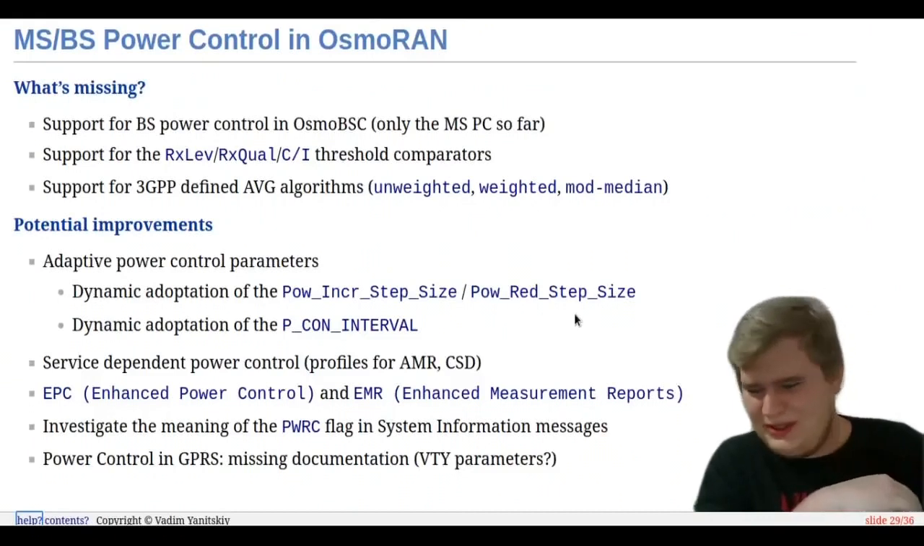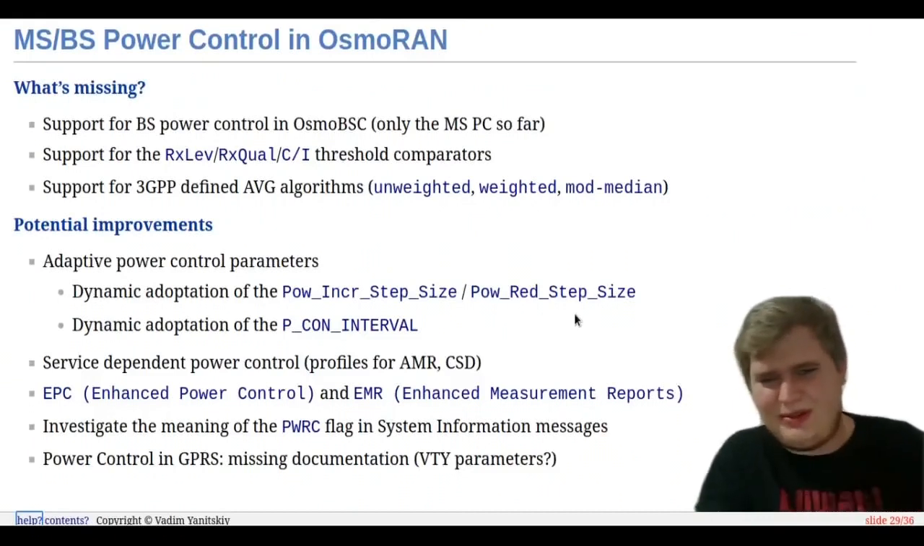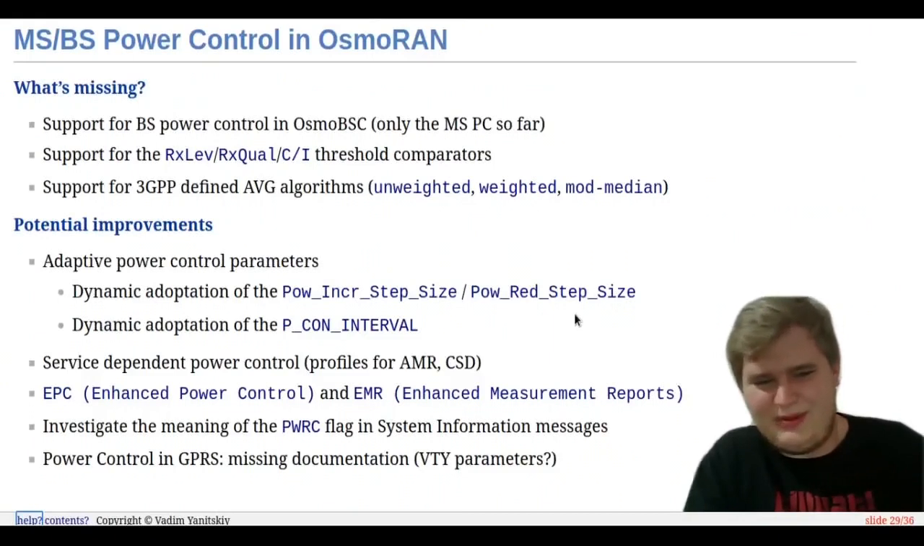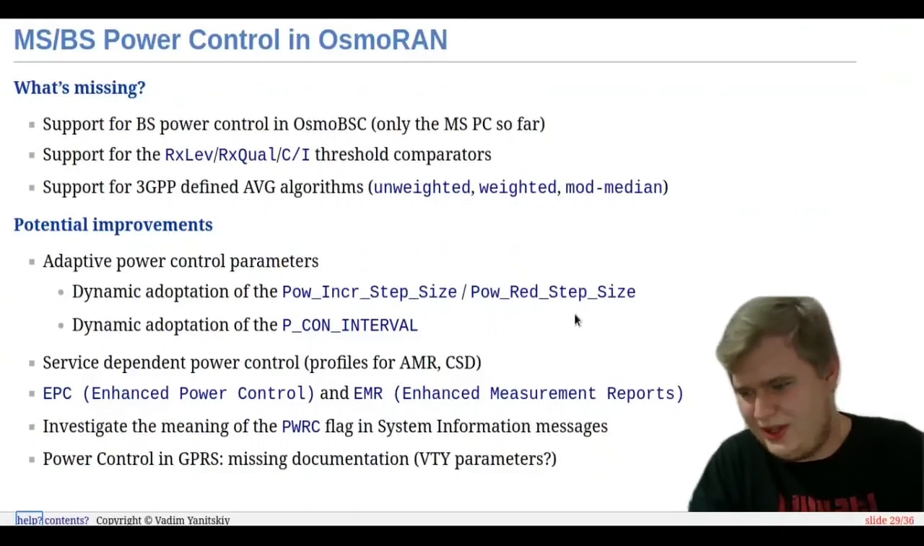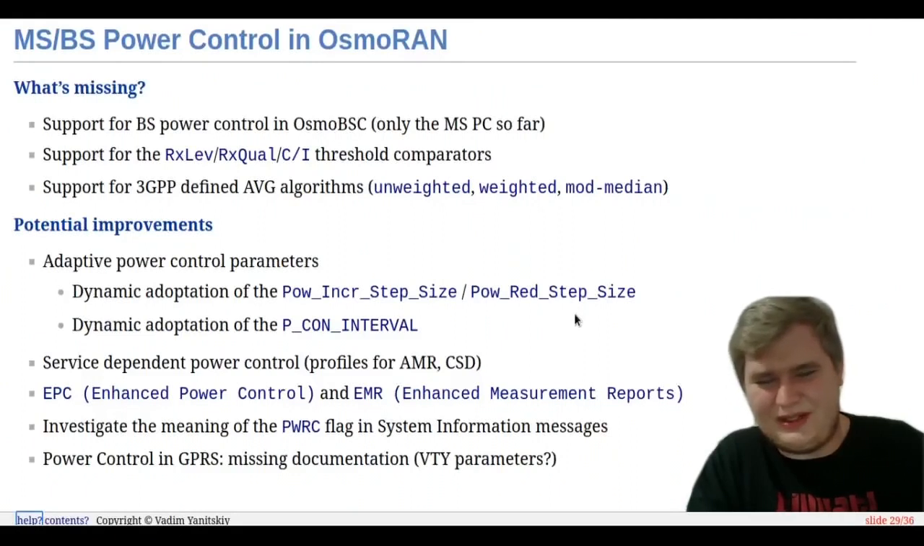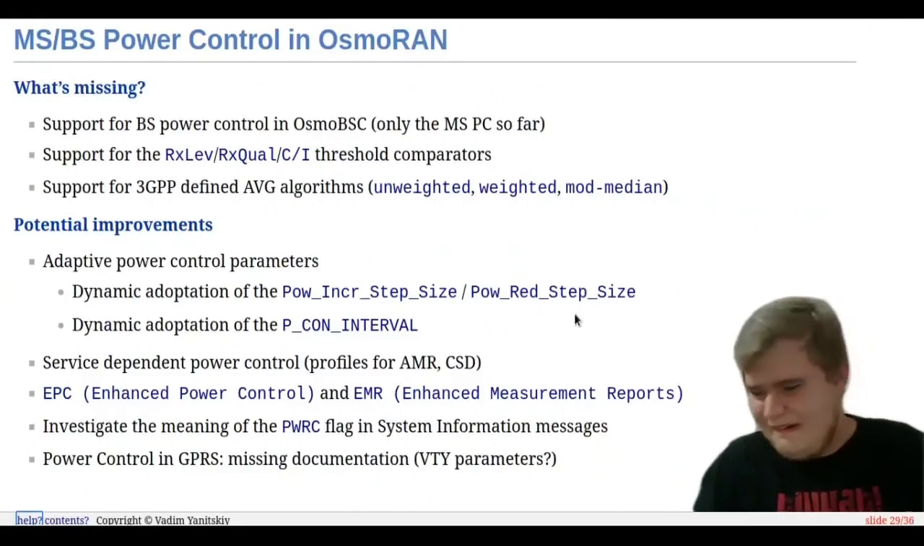Also, I found potential improvements in this amazing paper by Nokia Siemens Networks. They describe something called adaptive power control parameters, where the values of power control interval and power increase-decrease step sizes are not fixed, but dynamically adjusted depending on the current situation, like interference levels and so on. Yes, adaptive, that's what I mean.